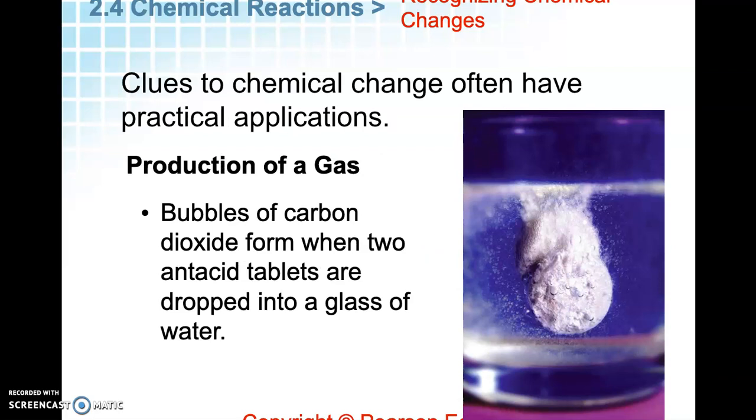So some practical applications: production of a gas. Let's say you had chili for dinner and your belly hurts and you want to take some antacids. When you drop 2 antacid tablets in a glass of water and the bubbles that you see, plop, plop, fizz, fizz, those bubbles of carbon dioxide are when the chemical change is happening.